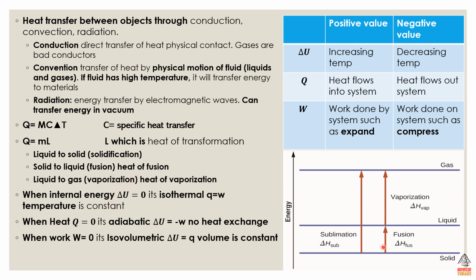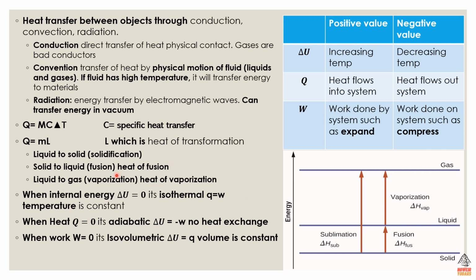Going in order, the more energy needs to be put in. So for instance, going from a solid to a liquid, you need to put in energy to melt the solid, right? Heat of fusion. And then you need to put in more energy to vaporize the liquid to become a gas. When the internal energy is zero, it's isothermal, and heat is equal to work and temperature is constant.